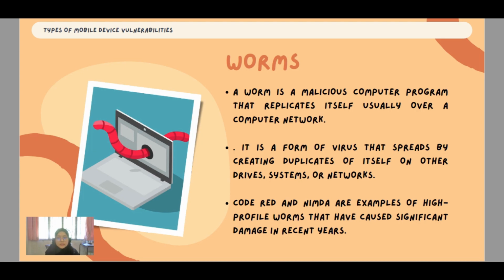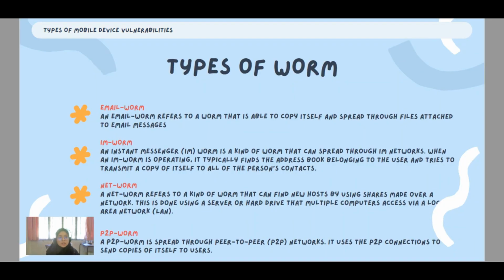So the third is worms. A worm is a malicious computer program that replicates itself, usually over a computer network. It is a form of virus that spreads by creating duplicates of itself on other drives, systems, or networks. Code Red and Nimda are examples of high-profile worms that have caused significant damage in recent years. So these are the types of worm: email worm, IM worm, network worm, and P2P worm.